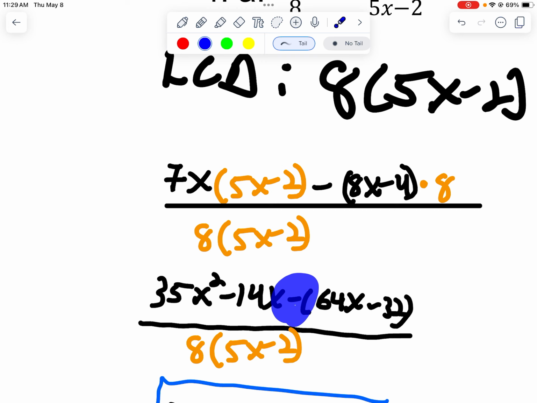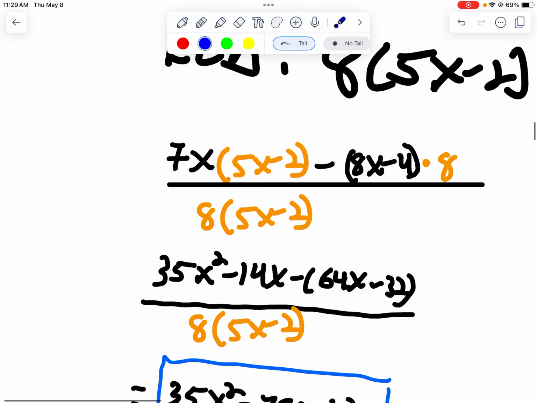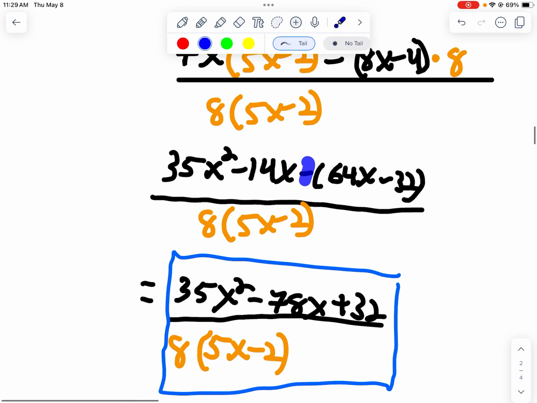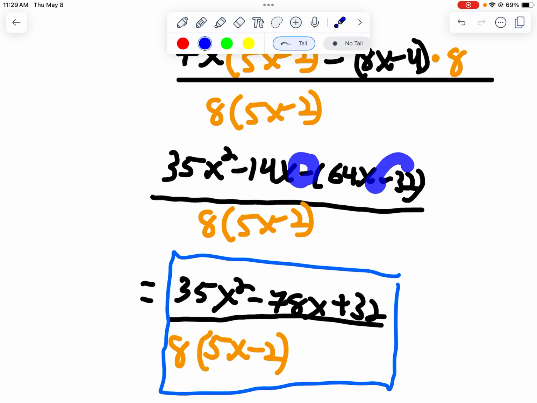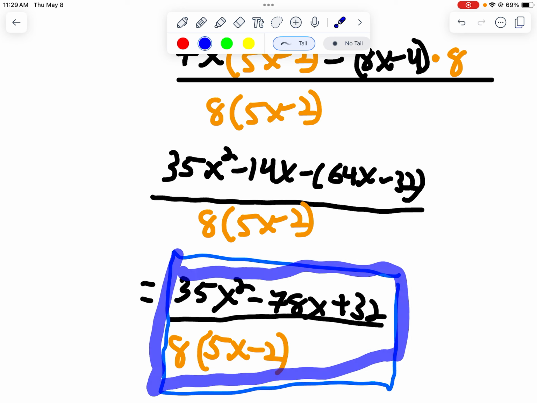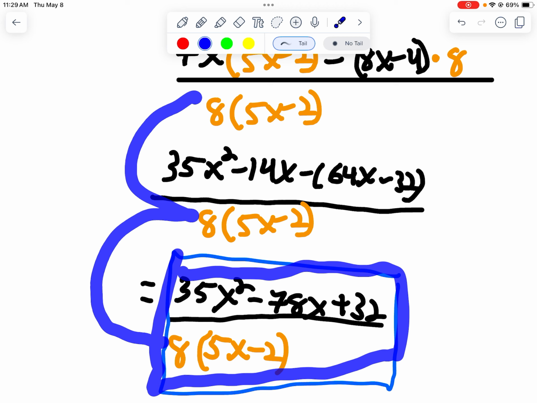That means we're subtracting all of this, which means you flip the signs in the back and make that plus. So you got 35x squared by itself, and there it is. Then you got negative 14x minus 64x. That's going to be negative 78x, which is that. And then this is where it's a little bit tricky. The opposite of negative 32 is plus 32. So we ended up with this as your answer. Note the LCD just kept coming along for the ride because there was nothing we can do with it.